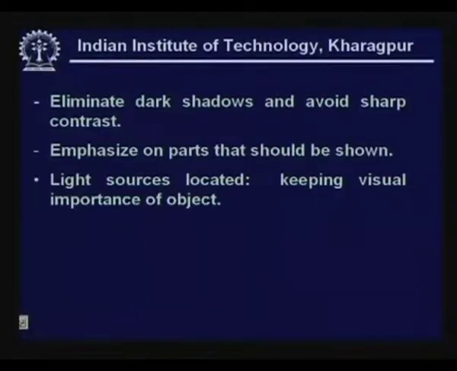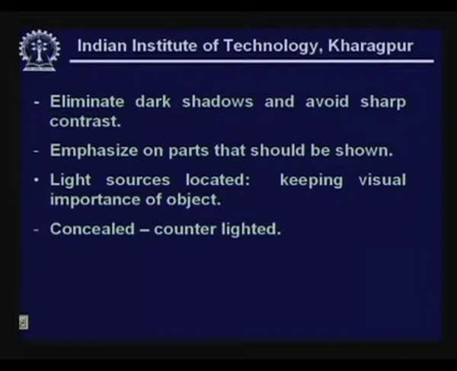If you are talking about a lecture theatre, the emphasis should be on looking at what is on the screen. Or if you go to a shopping mall, there will be a display window. The items placed in the window need to be emphasized, and therefore lighting should be in such a way that it emphasizes the parts that need to be shown. Hence, we recommend that sources be located keeping in mind the visual importance of the object. For instance, you need a lamp placed right above the blackboard in a classroom so that the students are able to see what is written on the board.